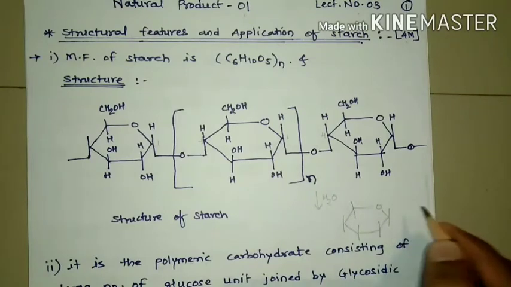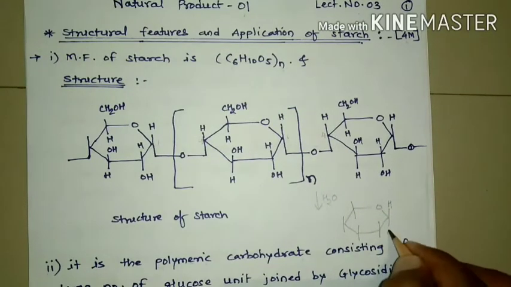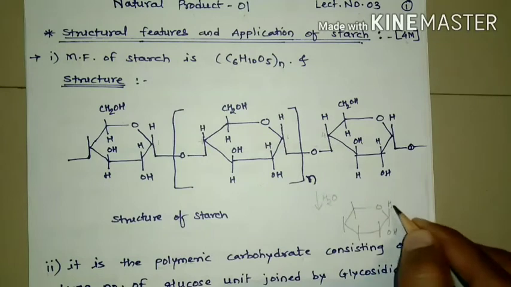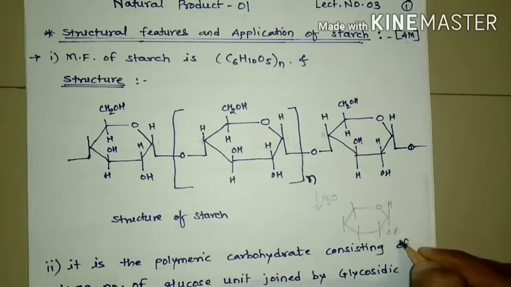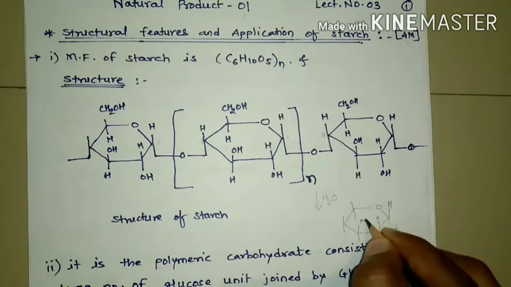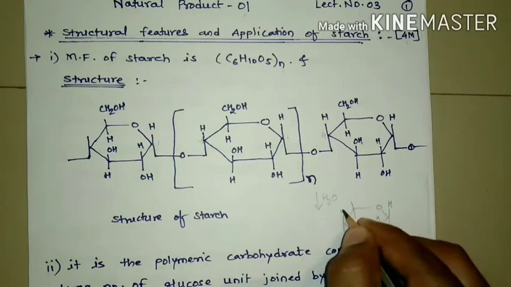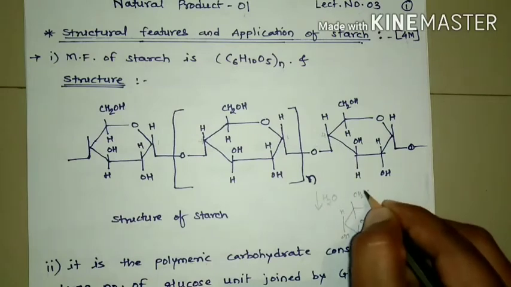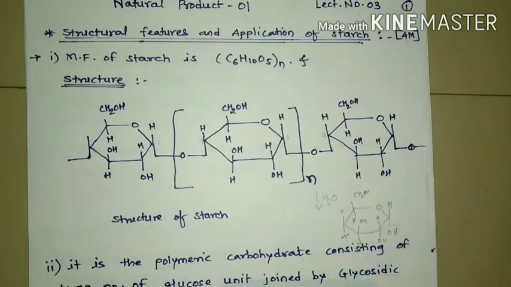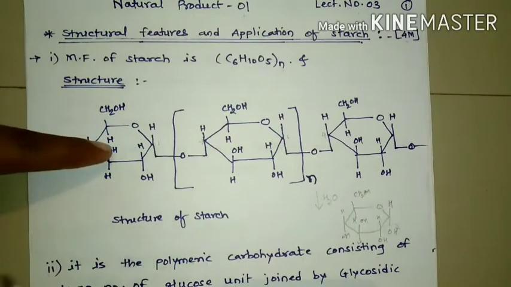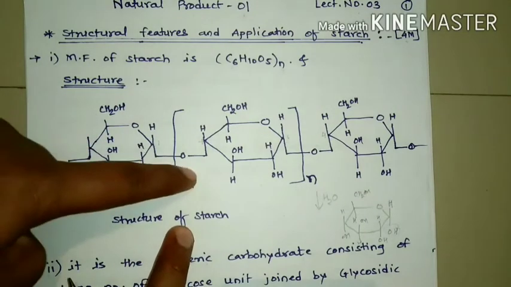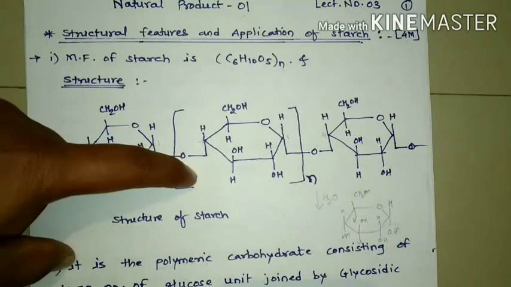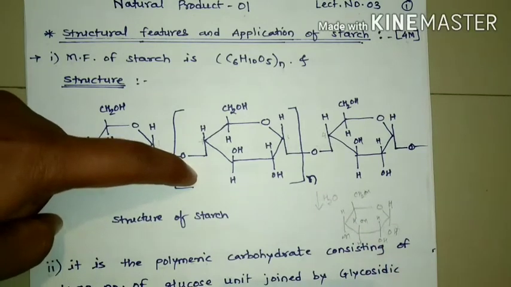Okay, what is meant by alpha form? The first position has H and OH group, with the OH at the bottom side. It is called alpha form. Second position has HOH. Third position has OHH. Fifth position has HOH and sixth position has CH2OH and H. That means when water is added to starch, you will get alpha D-glucopyranose.